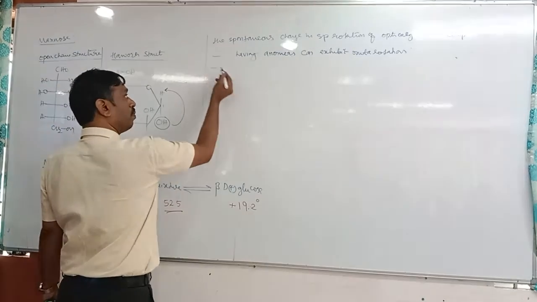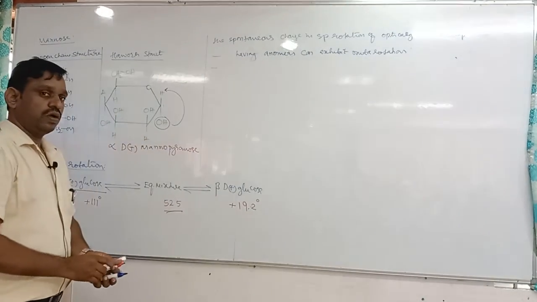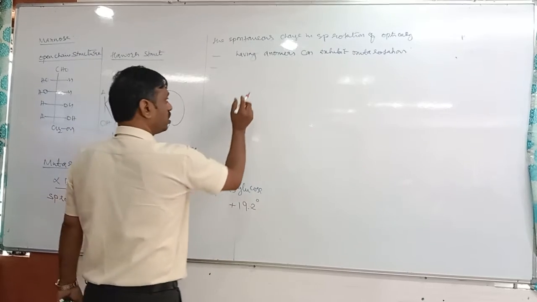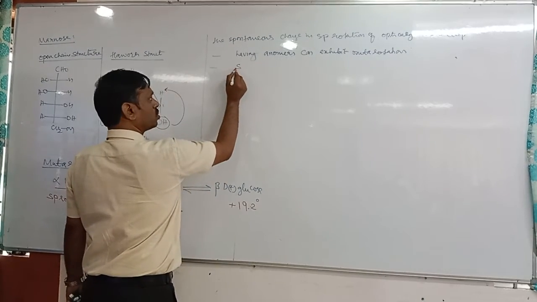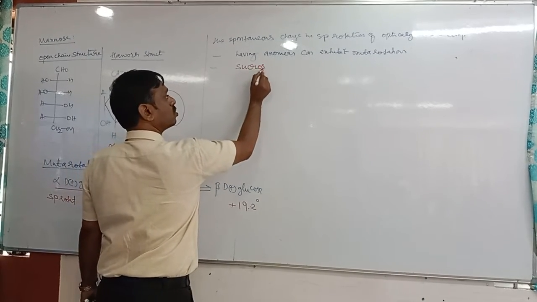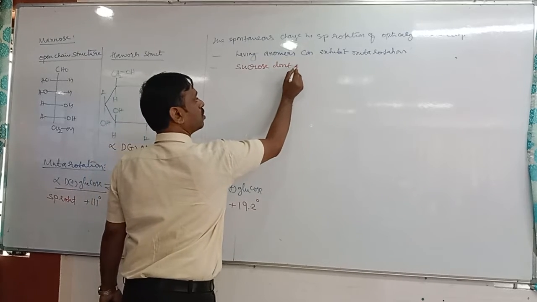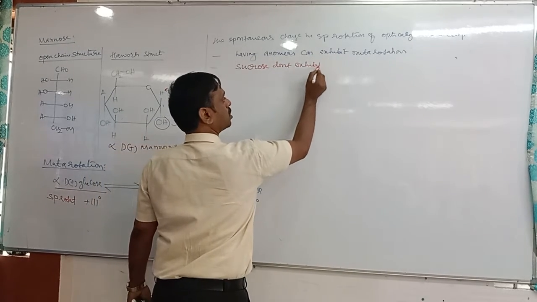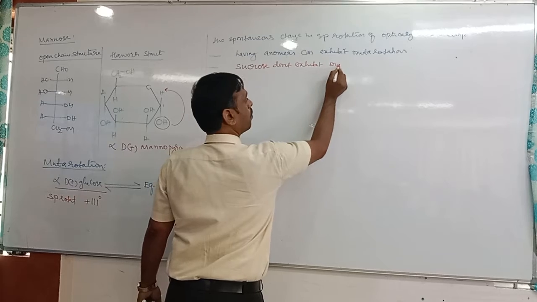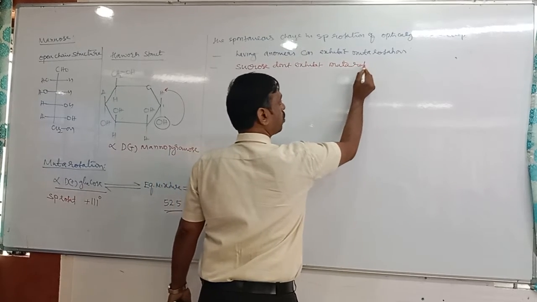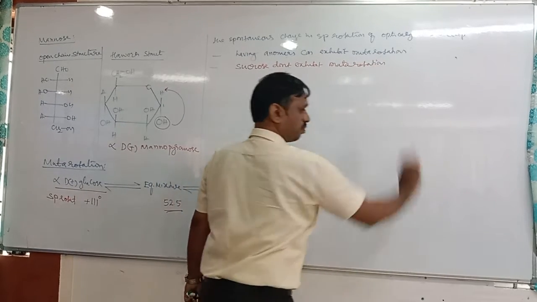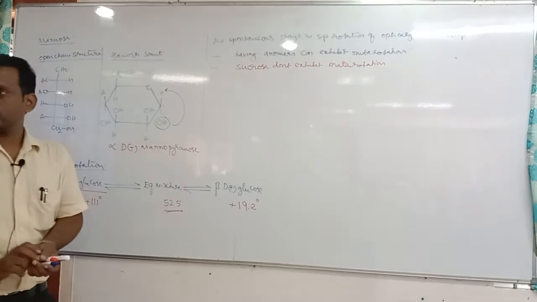And which carbohydrate does not have anomers? That is sucrose. So sucrose does not exhibit mutarotation. Why does it not exhibit mutarotation? We will study it with an example in today's class only. Okay.